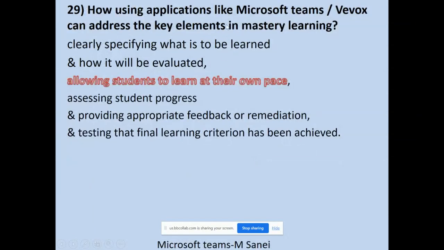How can using applications like Microsoft Teams address the key elements in mastery learning, clearly specifying what is to be learned? With this application, I'm very sharp. So now, among everything in action potential, I would like to make sure that the students know the role of neurotransmitter, the role of sodium, the role of calcium. I'm not going to talk about everything.